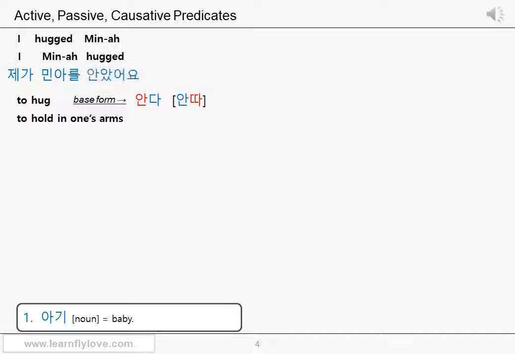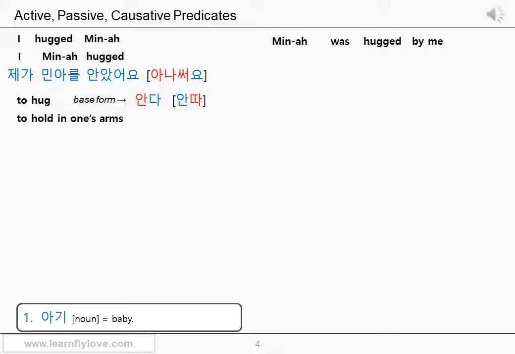The stem is 안. In order to put it in the past tense, you add 았어요 to the stem 안. 안, 았어요, 안았어요. It's actually pronounced 안았어요. Right? Because of the round empty consonant 이응. 제가 미나를 안았어요. This is in the active. We don't have problem with that, right? Let's take a look at the next example.